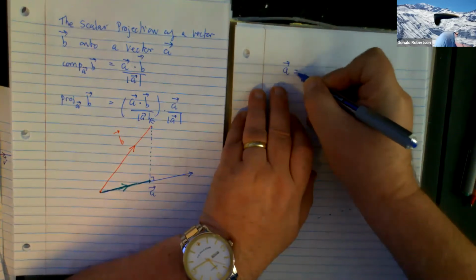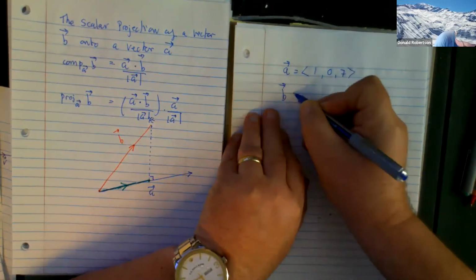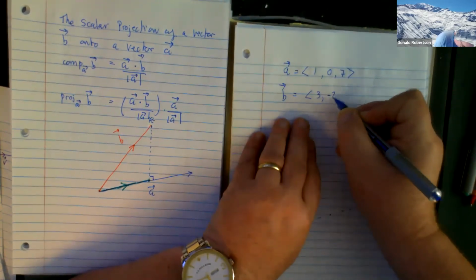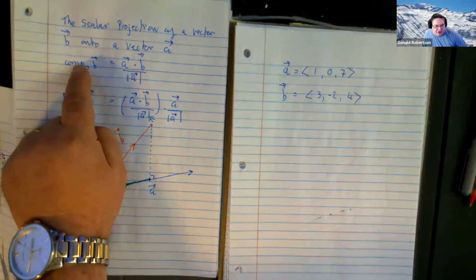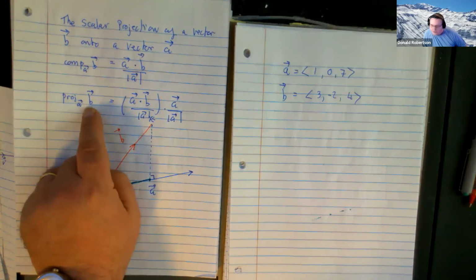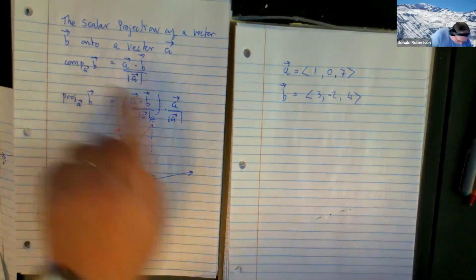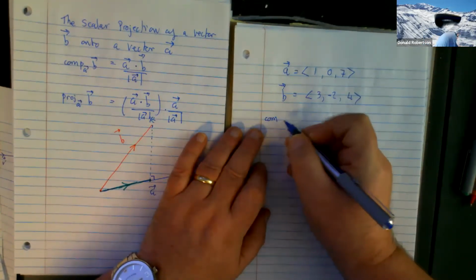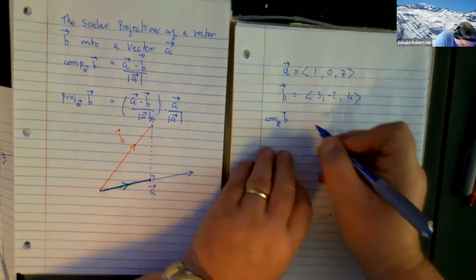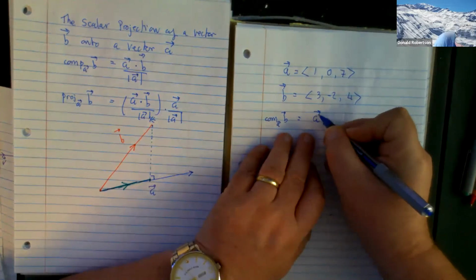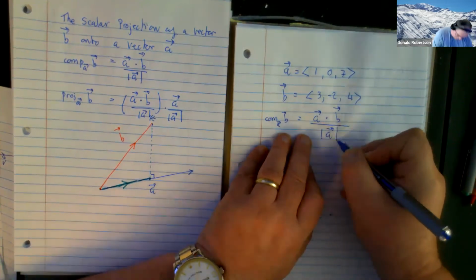So let's do a vector. Let's suppose A is the vector 1, 0, 7. And let's imagine B is the vector 3, -2, 4. So I'm just randomly picking two vectors. You're asking me to find this guy and you're asking me to find this guy. So all I'm going to do is do this as a calculation. I'm going to get the top one, which is the scalar projection of B onto A. And that's going to be A dot B over that guy.